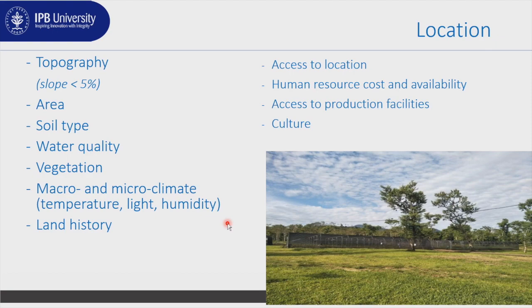And also the land history. This is important because some land is already infected with nematodes, or with virus, with fungi. Yeah, and it makes it difficult for us to eradicate the pathogen if it's a soil-borne disease and it has already infected the area. And then access to location.